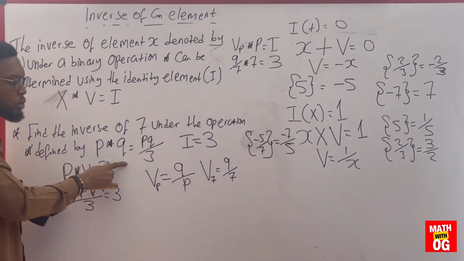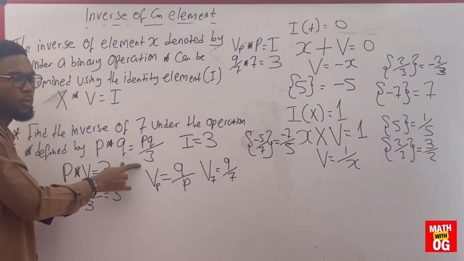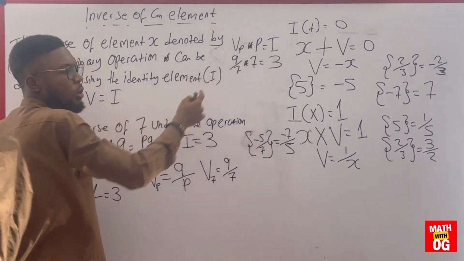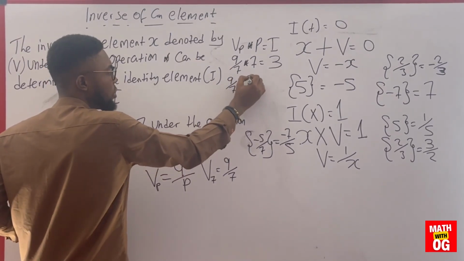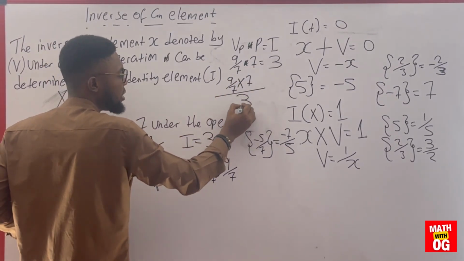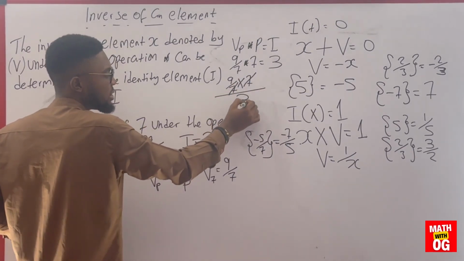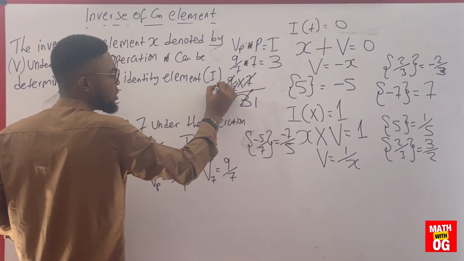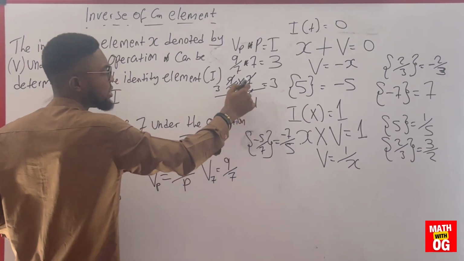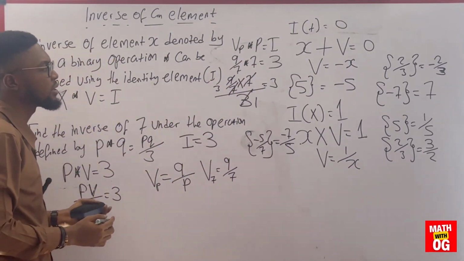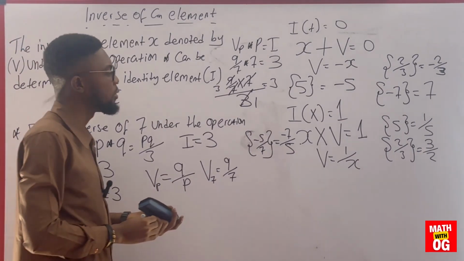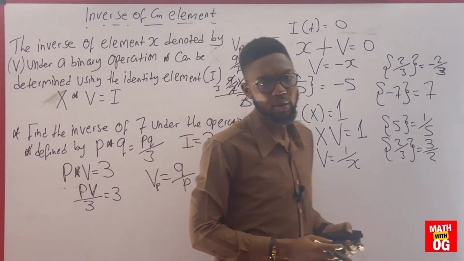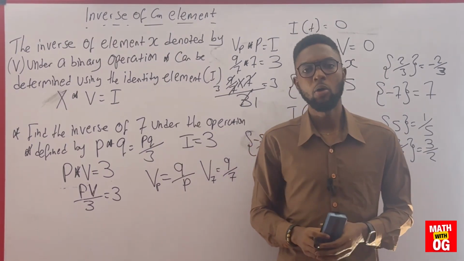Now let's find 9 over 7 operating on 7. Remember the rule of the operation: PQ all over 3. So P is 9 over 7, Q is 7, everything all over 3. 7 cancels 7. 3 here, 1. 3 into 9 is 3. So this will give me 3. So it is obvious that the inverse of 7 is 9 over 7. So that's how you find the inverse of an element under a particular operation.